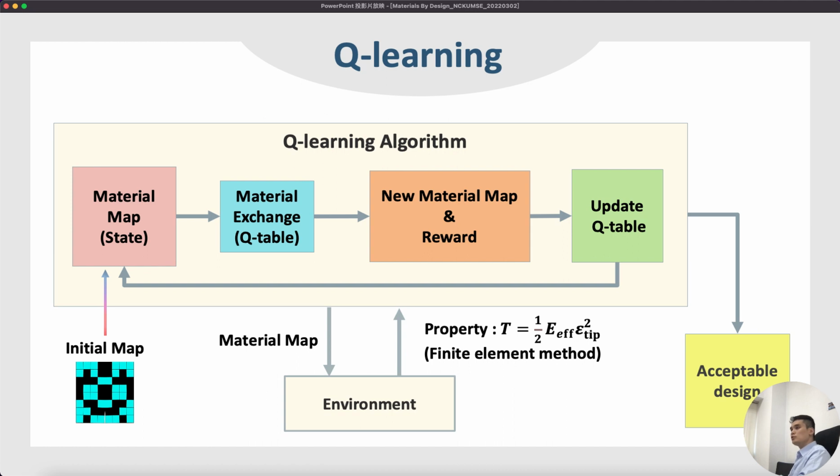So let me introduce Q-learning. Q-learning is the simplest way to do reinforcement learning. Let me show you. Here we have an initial map state, and with a material map, we can do exchanging. The record is called a Q table. The Q table records all the states, and then we can make some changes, and the environment will show you the rewards, and we can update the Q table. That is called an iteration. After that, finally, we get the convergence of the result, and we can say that we have an acceptable design here.